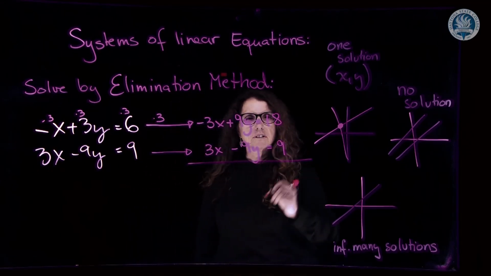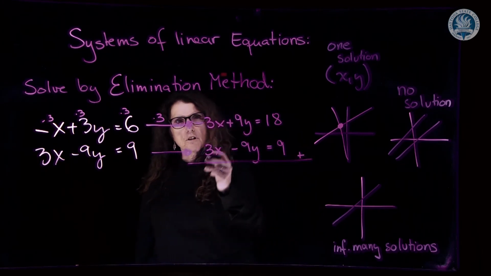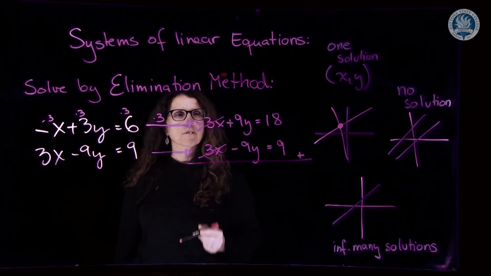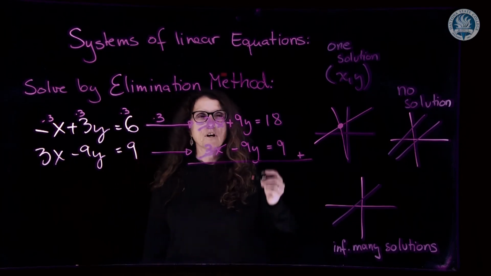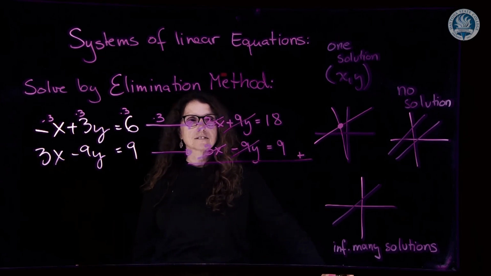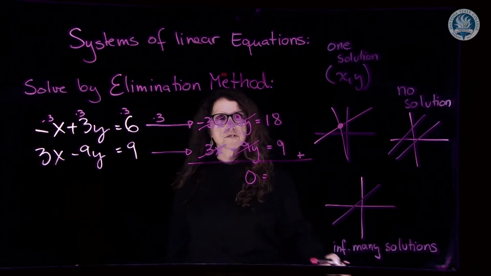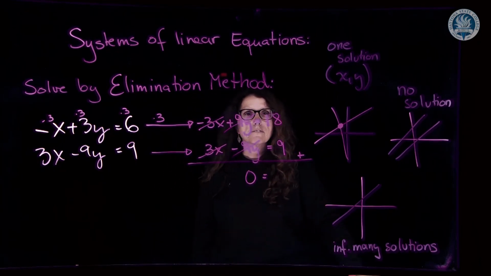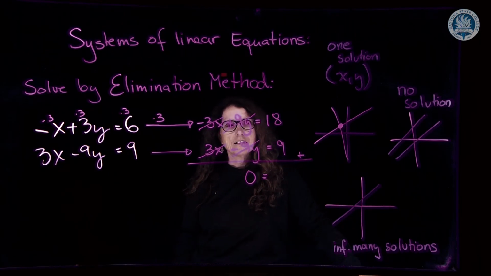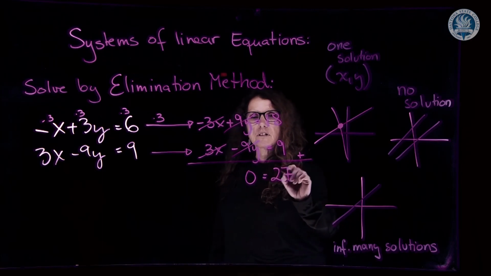Now comes the eliminating adding part. So what happens here? Negative 3x and a positive 3x cancel each other out. Oh, look at that. 9 and negative 9y, they cancel each other out. The left-hand side, I'm left with 0. And on the right-hand side, I get 18 plus 9. 18 plus 9 is 27.